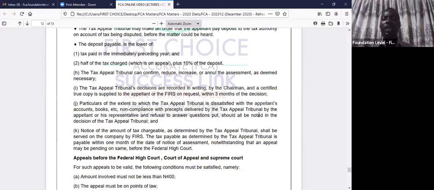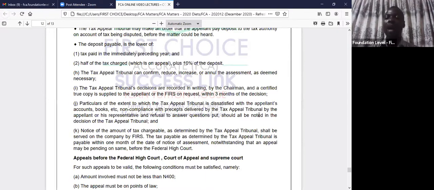What should you be doing if you think that the tax appeal tribunal erred in its judgment? They perhaps made a mistake and you think you can explore that mistake or that error. You have within 30 days to appeal before the Federal High Court. Now, this time around, you are going to a proper court, not a tax appeal tribunal. You are not only bringing the FRS to the court, you are also bringing the tax appeal tribunal for judgment.